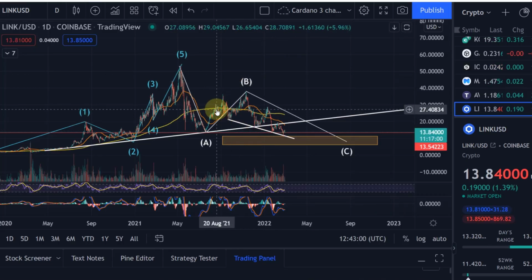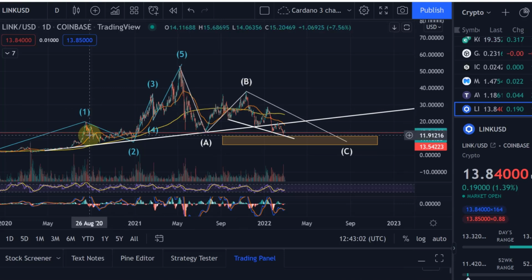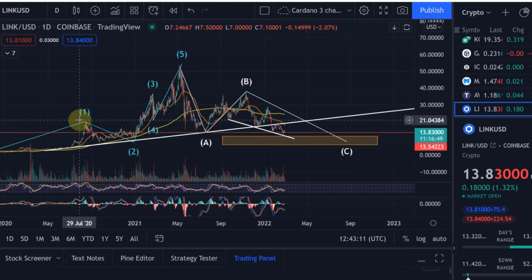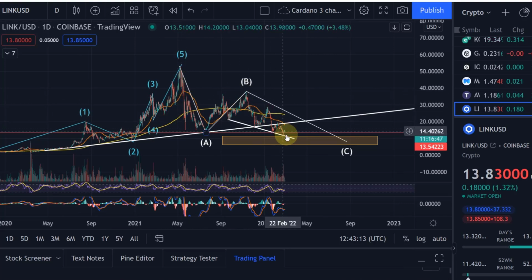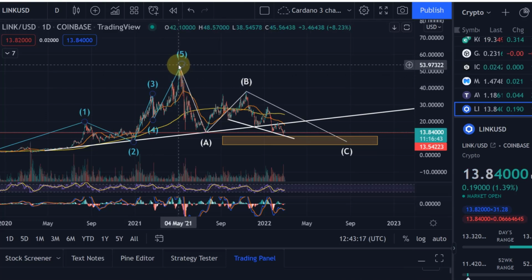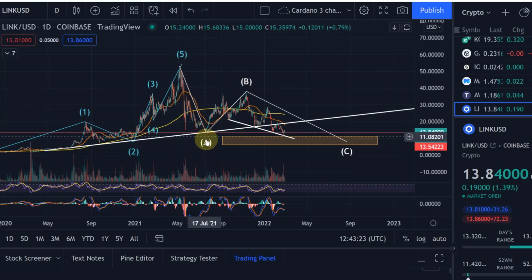Chainlink still continues to be in a correction, as we did expect, and we have now reached the target area, and I'm going to zoom in in a minute. For everybody who's new on this channel, we've been talking about this ongoing correction for Chainlink, and I believe that after it hit its all-time high here in May, it started a correction in a wave A, B, and we are now in the wave C.